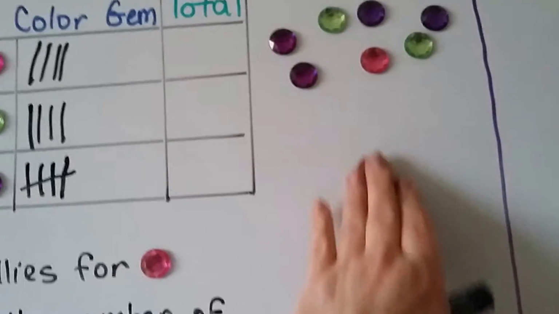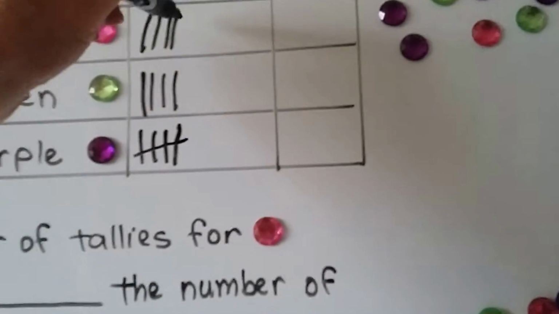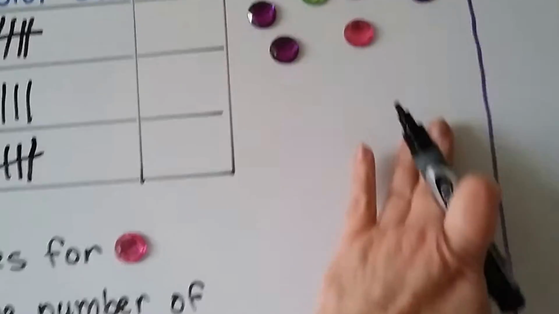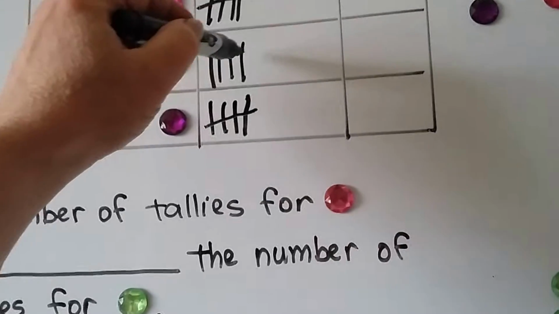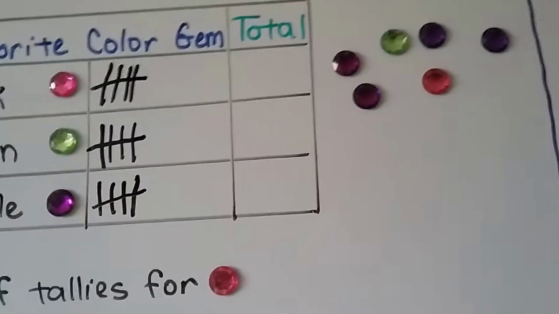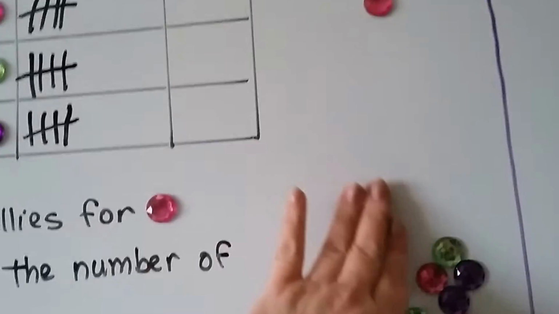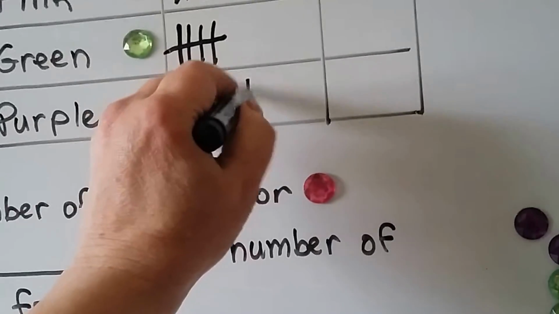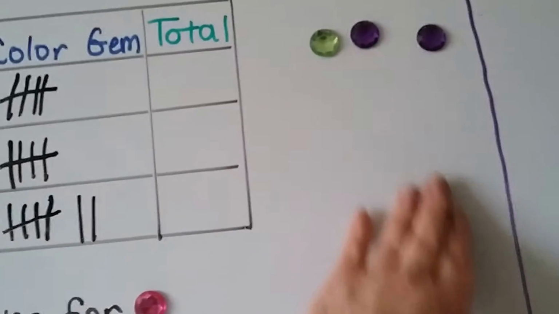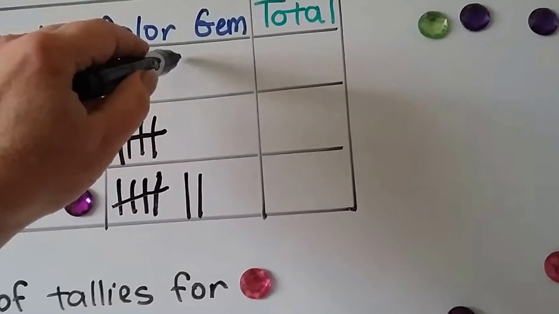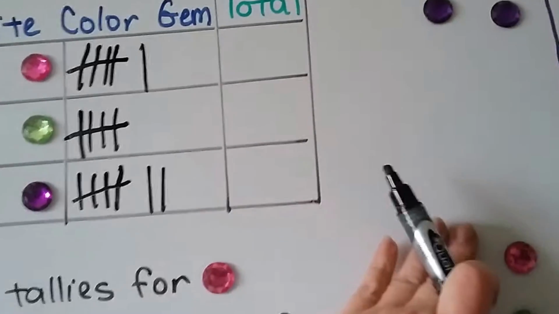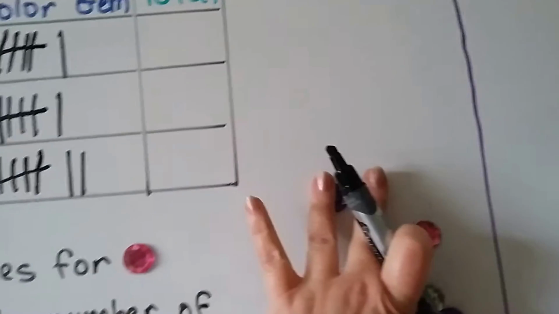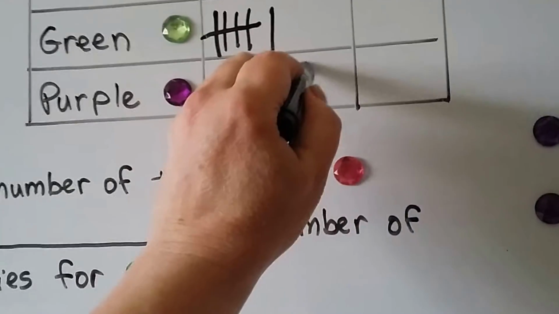We've got a pink one. Now we need to cross the group of 4 for the pink. We've got a green one. So now we can cross the group of 4 for the green. We've got 2 purple. So we need 2 more tally marks for the purple. 1, 2. We've got 1 pink. We've got 1 green. And we've got 2 purple left. So let's put 2 more tally marks for purple.